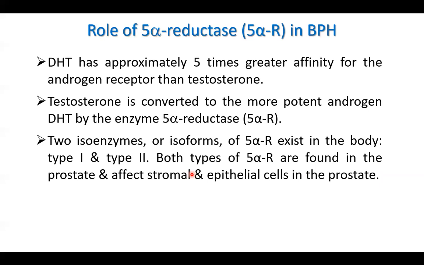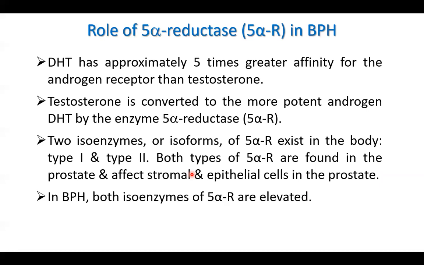So two isoenzymes or isoforms of 5 alpha reductase exist in the body, type 1 and type 2, and there's a type 3 as well, okay? Both types 1 and 2 are found in the prostate and affect the stromal and epithelial cells in the prostate. One study says type 3 is also found in prostate, while another study, when quoting the organs, did not mention prostate. So that's why I did not put it here. So in BPH, both isoenzymes of 5 alpha reductase are elevated. Testosterone may be going down, but the isoenzymes in the prostate are elevated in patients with BPH.